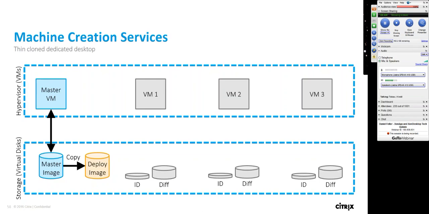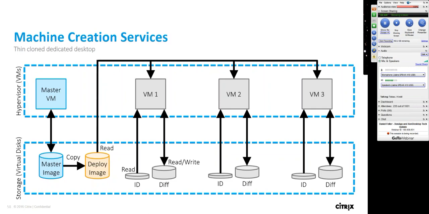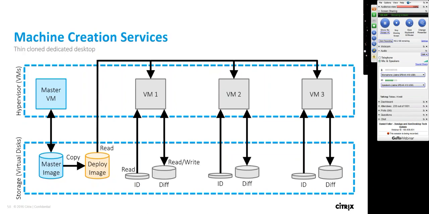So we'll then build VMs. Each VM will have an identity disk and a differencing disk. All those VMs, when they boot, read from that deployed image. They get their identity from their unique identity disk, and then all of the writes go to the differencing disk. So all these VMs are still based on that copy of the master image. This works pretty well. The problem you run into is that if you want to do a dedicated desktop, how do you handle storage migration?